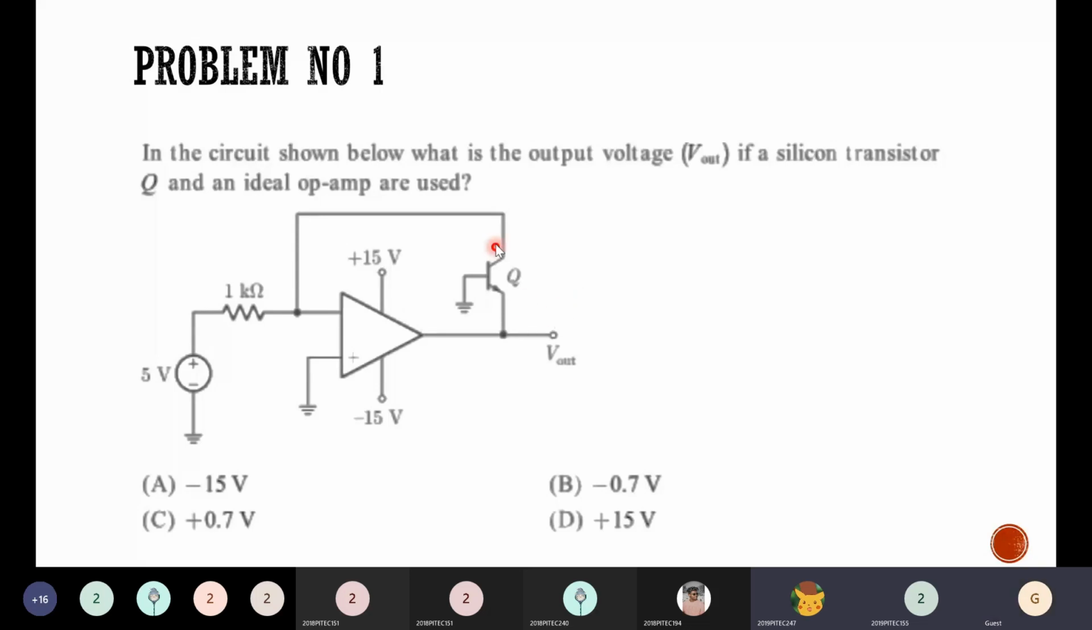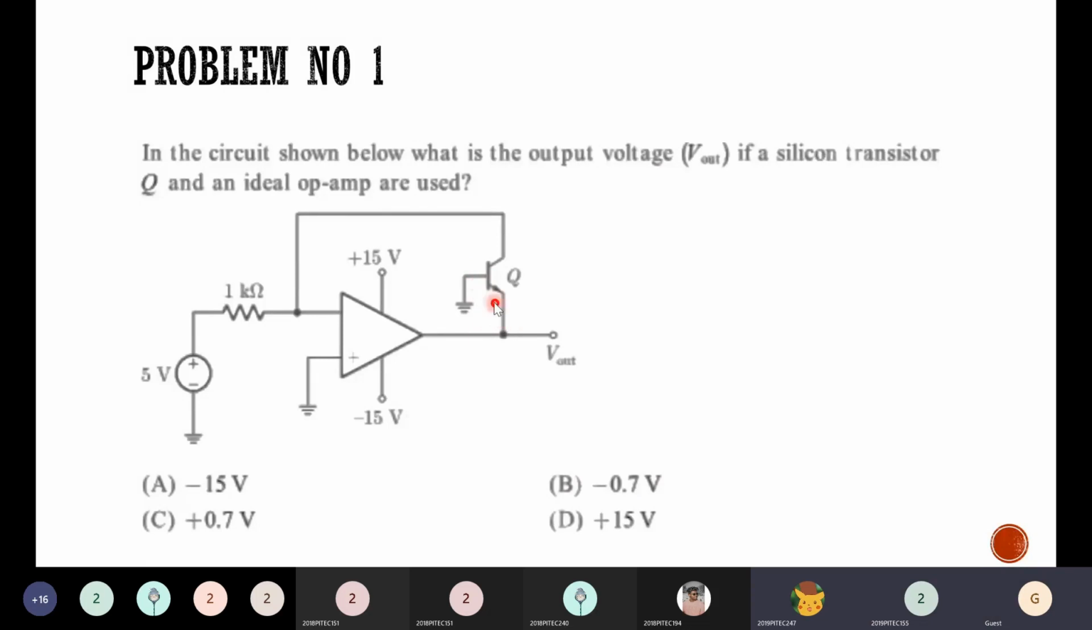They have told that this junction is inactive. So what is the only active junction? Base emitter. What will be the base emitter voltage for any transistor? It will be for a silicon transistor, they have given. So what is the base emitter voltage for a silicon transistor? Yes, 0.7 volts. So 0.7 volts between base and emitter of this transistor. So VBE is equal to 0.7.